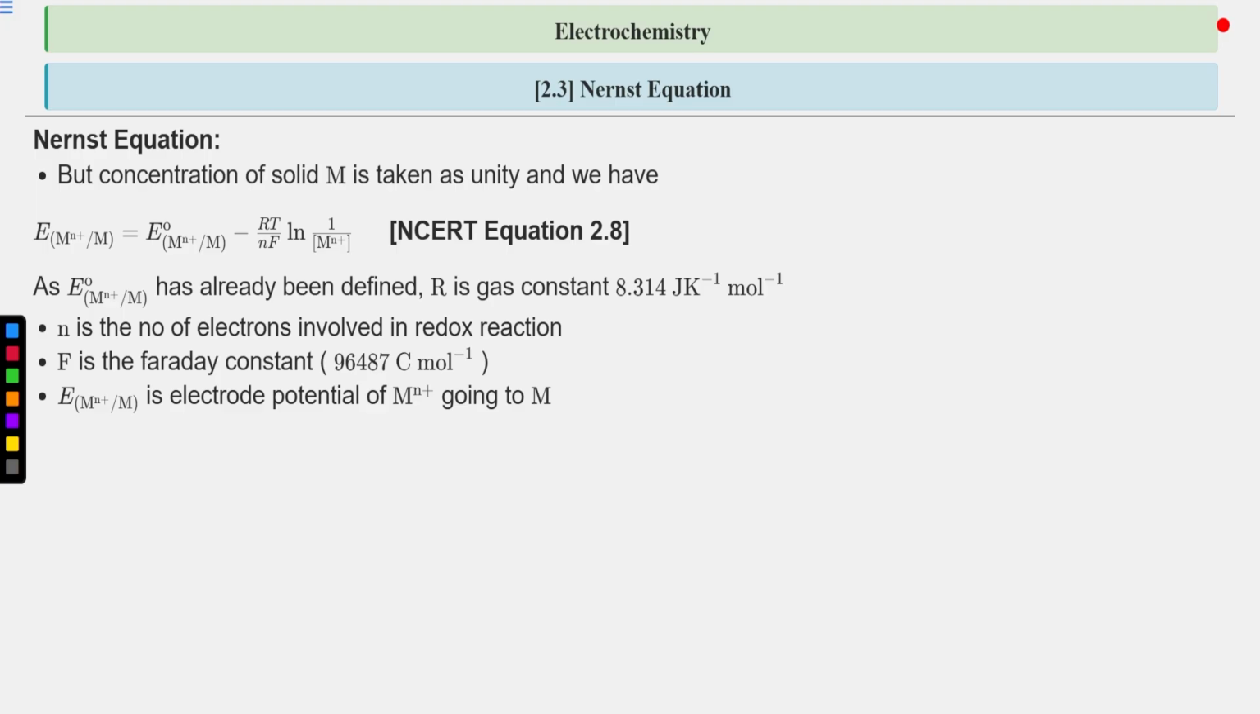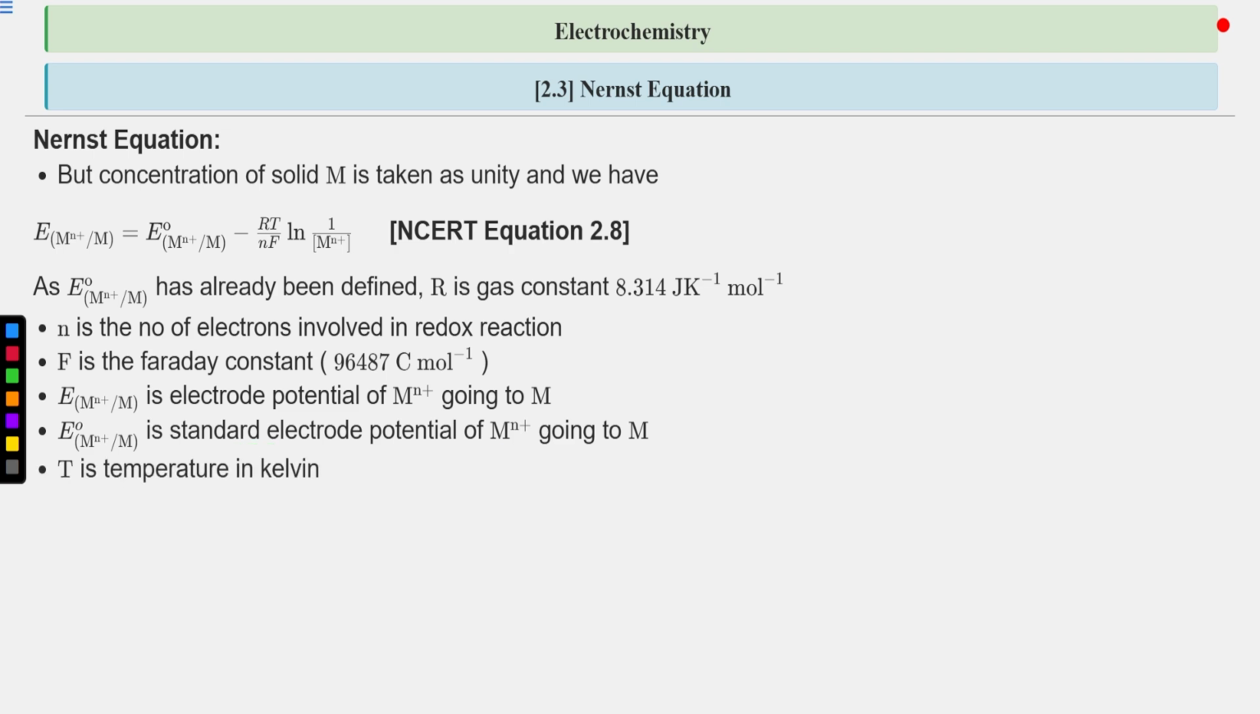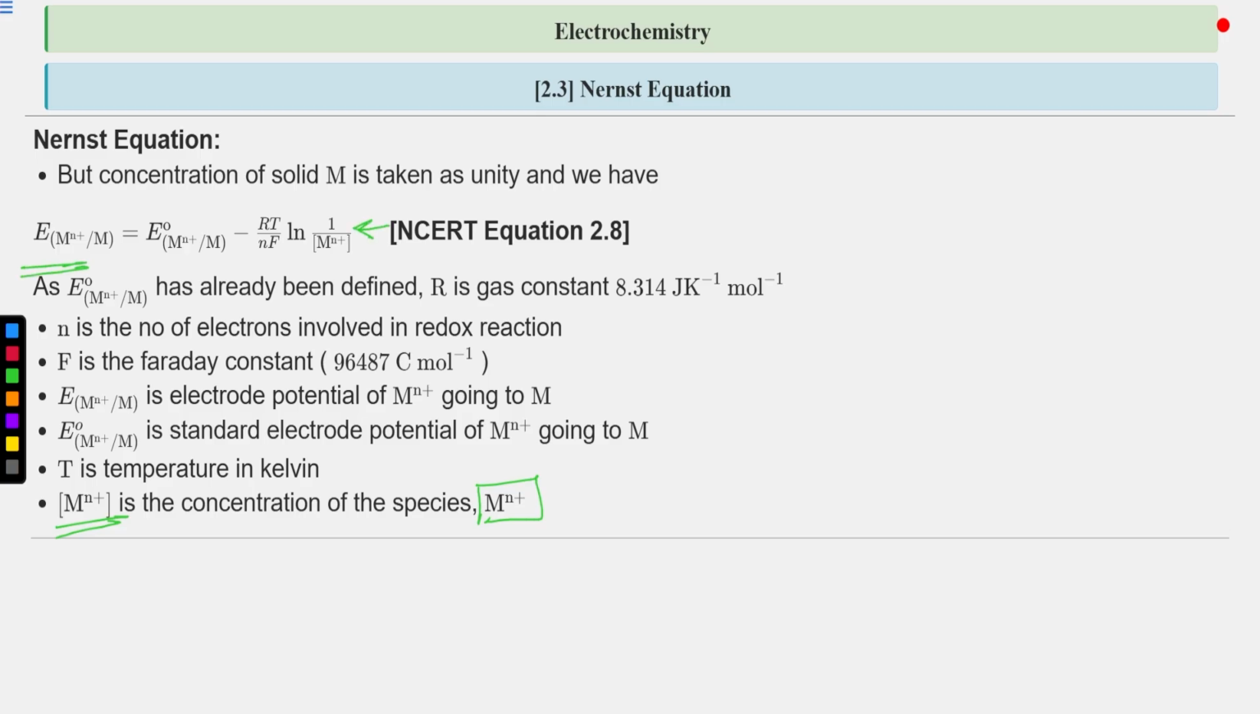E of Mn positive to M is the electrode potential of the Mn positive going to M cell, and E naught of Mn positive to M is the standard electrode potential of Mn positive going to M. T is the temperature in Kelvin, and Mn positive is the concentration of the species Mn positive, which is the reaction you just saw in the previous slide. We use that concentration in this equation for determining E of Mn positive going to M.